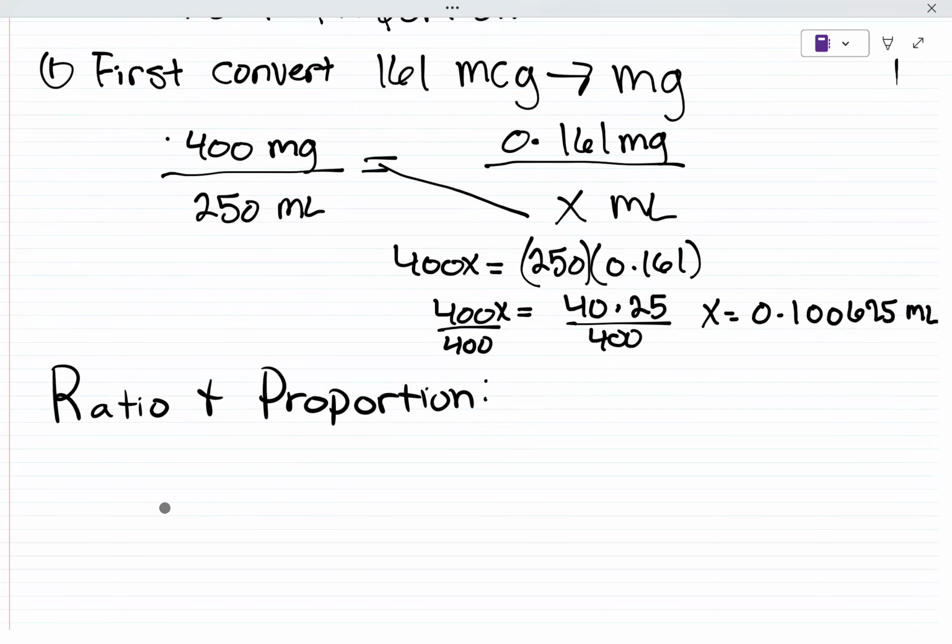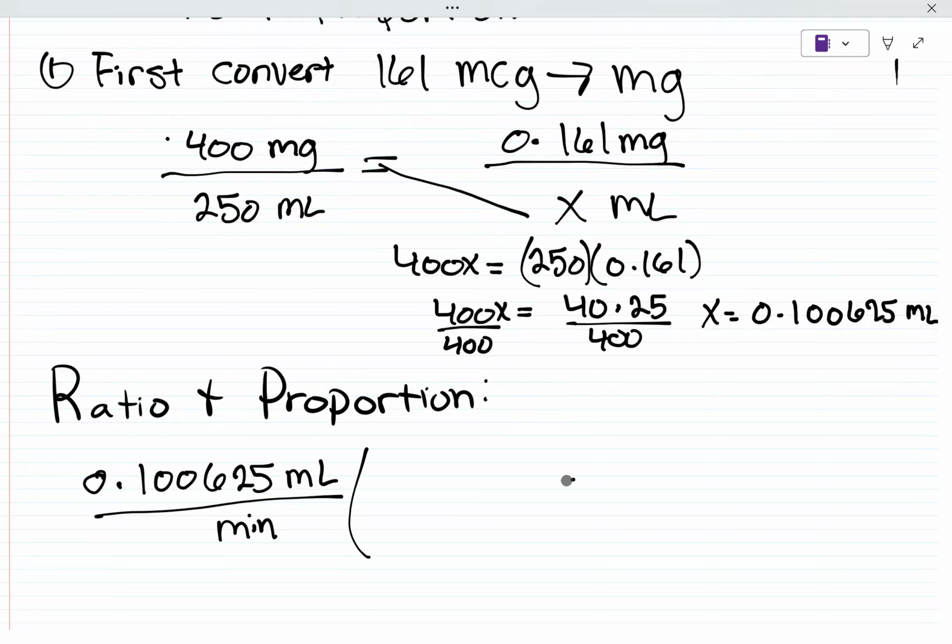Then what we want is milliliters per hour. So you're going to use that answer, 0.100625 milliliters, and this was per minute. Then we have to convert that into hours. So you're going to put minutes on the top and hours on the bottom. So 60 minutes for 1 hour, and that's going to be 0.6 milliliters per hour.